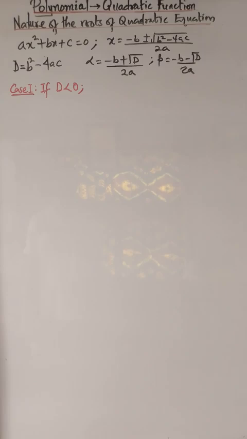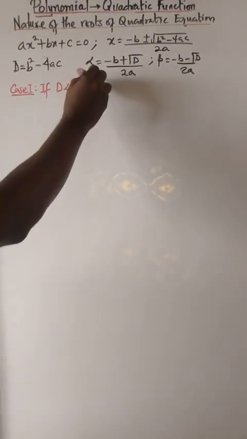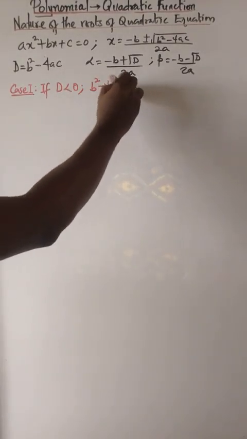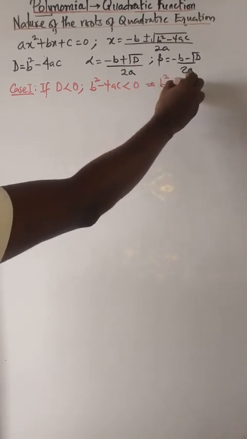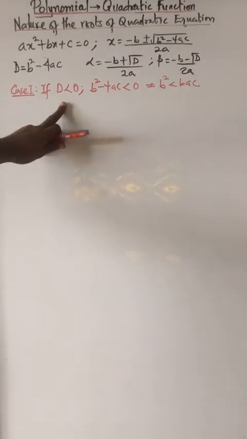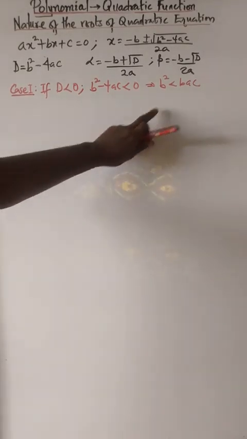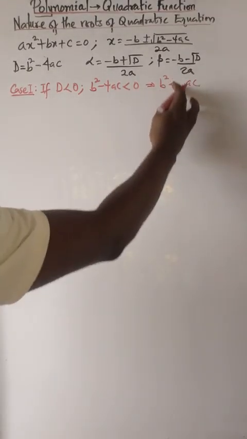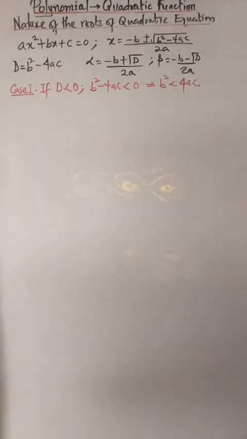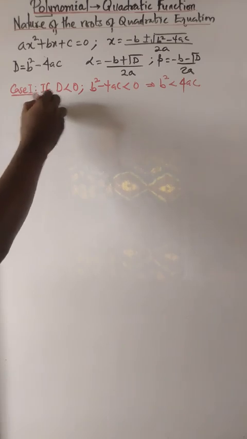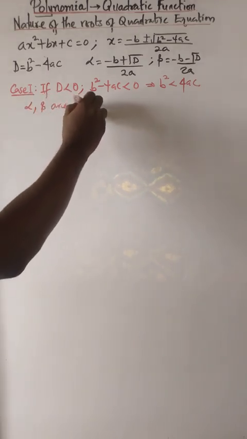Case 1, if d is less than 0. If d is less than 0, it means d is negative. And if d is less than 0, it means b squared minus 4ac is also less than 0, which implies that b squared is less than 4ac. All these conditions, they are the same. If we have this condition, it means the roots alpha and beta are complex.